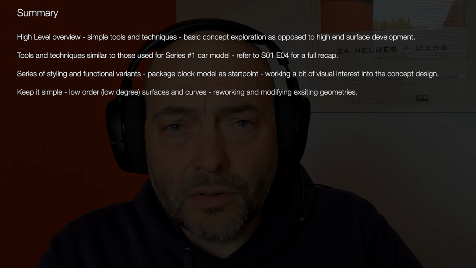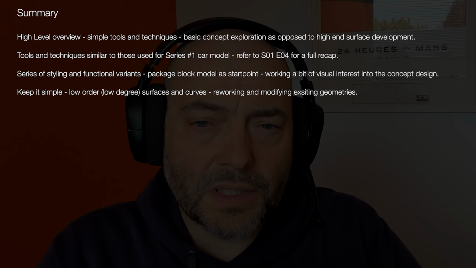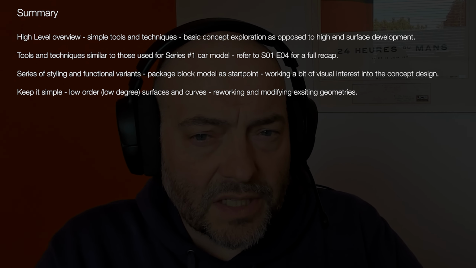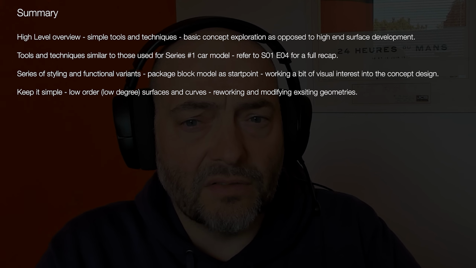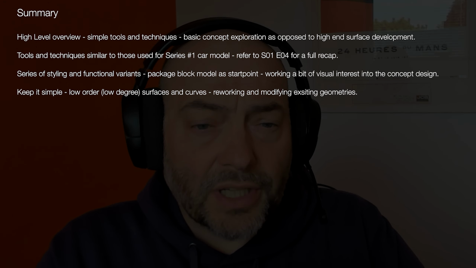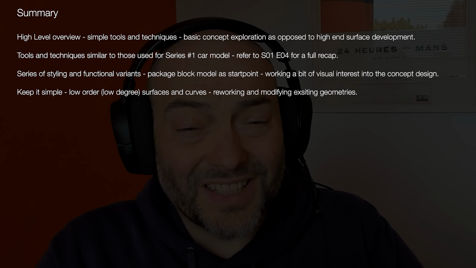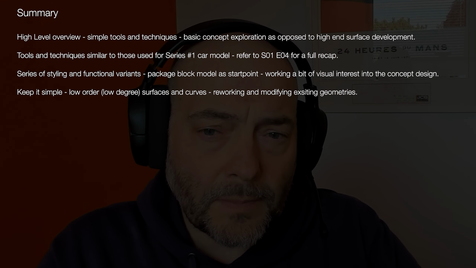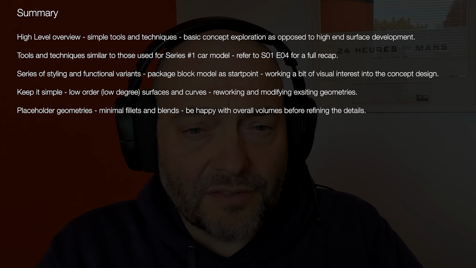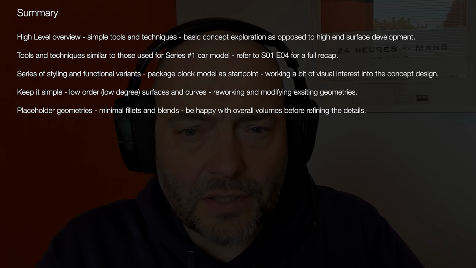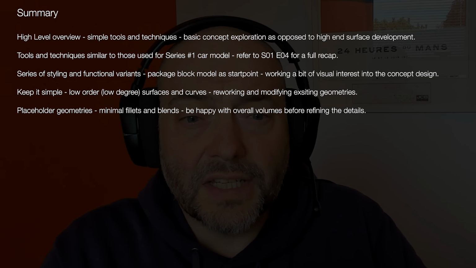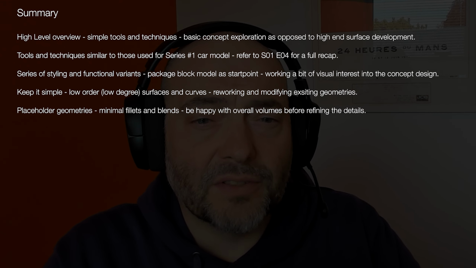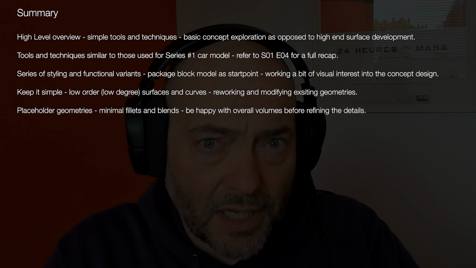We've talked through the high-level modelling principles, the idea of keeping things simple, in the first instance using very low-order surfaces, very low-degree curves, working and modifying existing surface geometries in some cases to refine the look and add a bit of interest. I've encouraged you in the first instance to not be afraid to use simple placeholder geometries to get the idea up and running. You don't have to over detail things to death while you're communicating the initial concept.